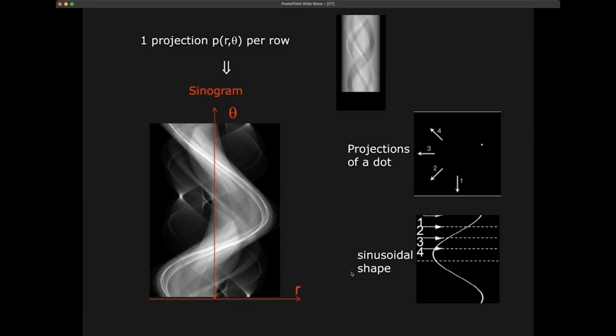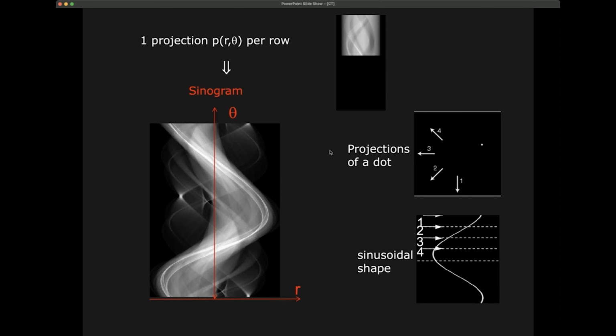Can you repeat the projections of a dot? So we want to make projections of all directions. So we want to go around. We have this object, and the dot is somewhere located there. We want to go with our X-ray source and our detector around this object. That's the idea. And each time we're going to plot the intensity that we measure.